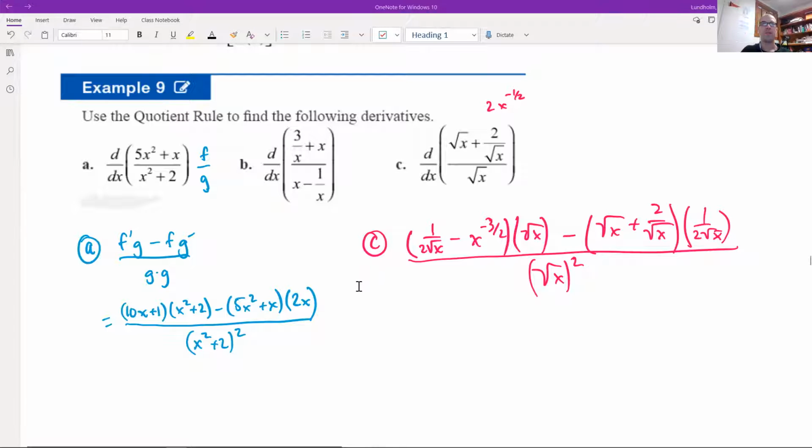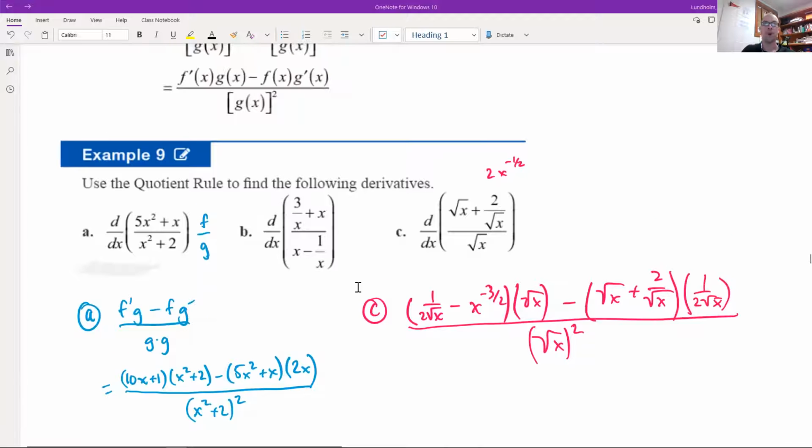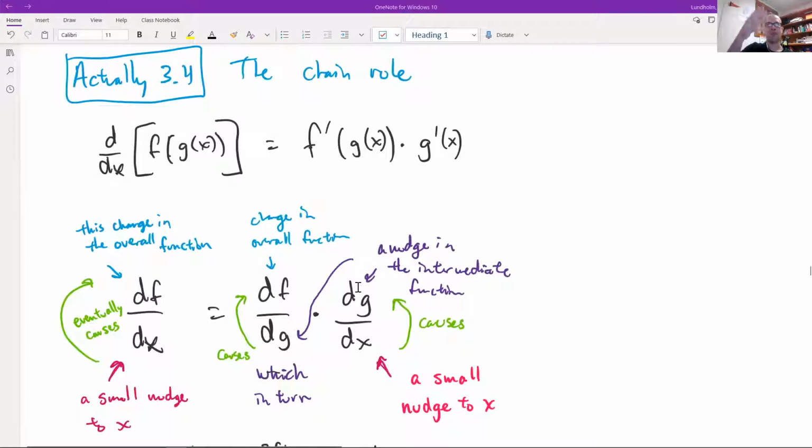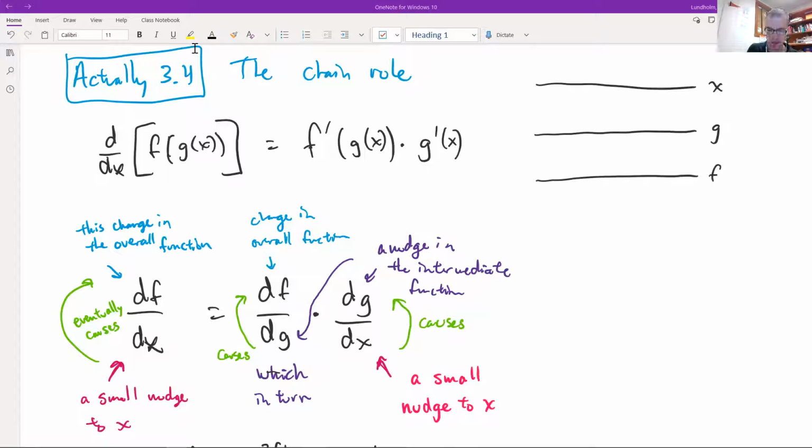All right. Let's keep going. So that's the quotient rule. And the next one, we've seen it before, but we'll remind you of the chain rule. The chain rule happens when you have a composition of functions. And remember in the video, there was like a few number lines. In the video, there was an X number line, there was a G number line, and an F number line.